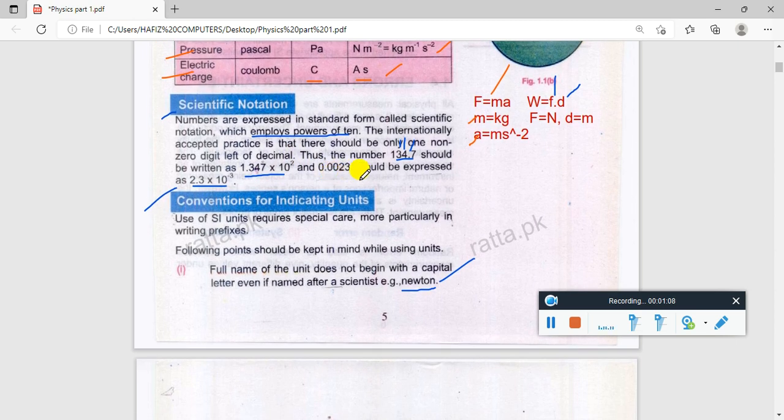Similarly, 0.003 should be expressed as 3 × 10^-3, because when we write this in scientific notation, we will write 3 and then the point. There are 3 digits before this point. So we will imply the power 3, and because we are moving from the left, we will have a negative in the power.